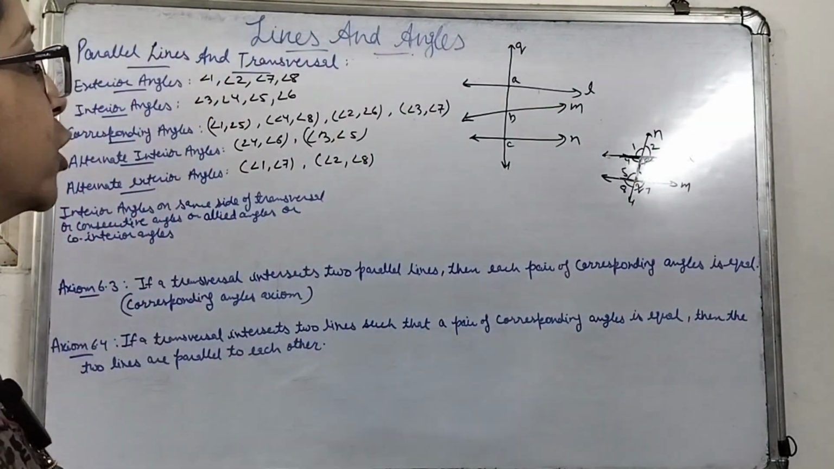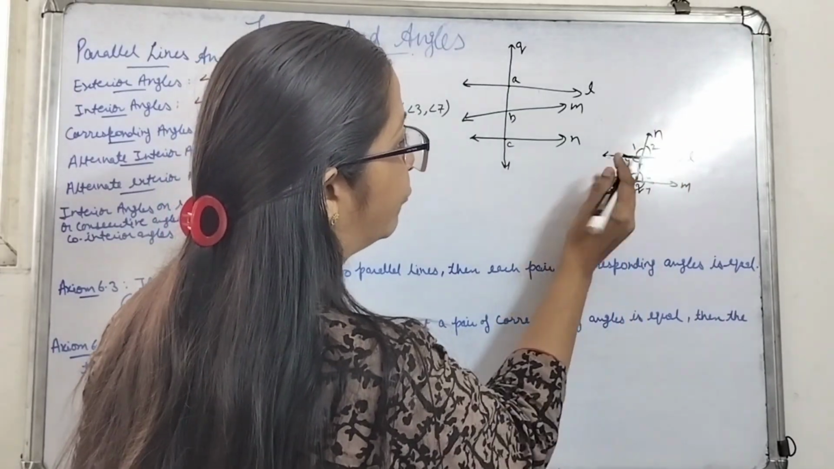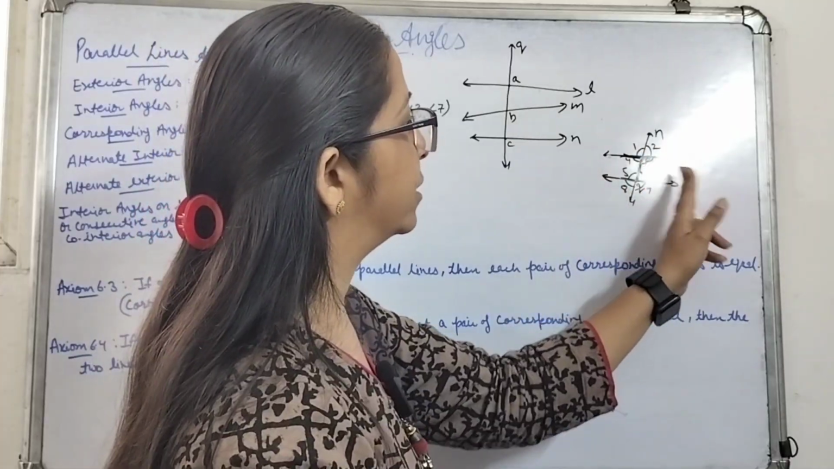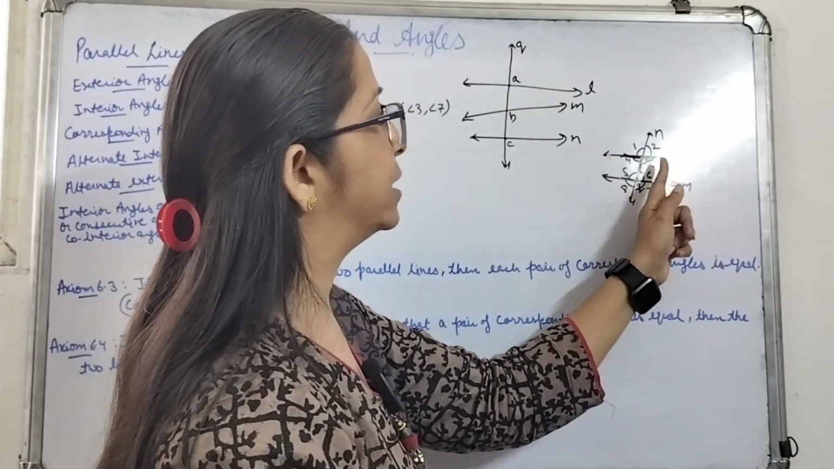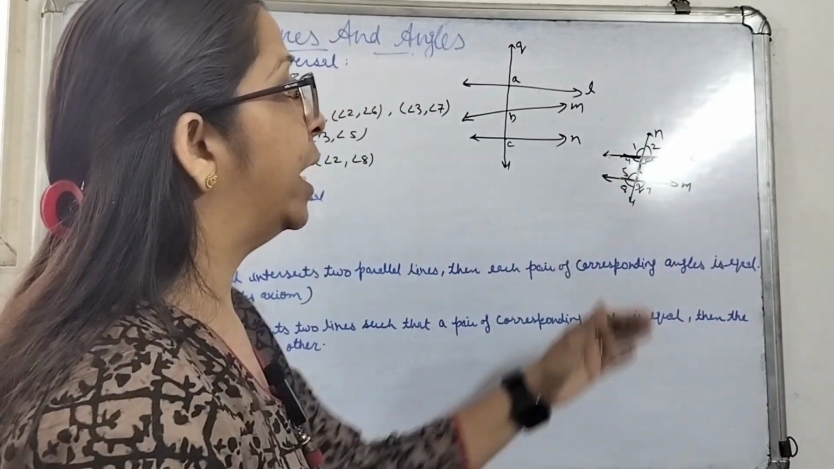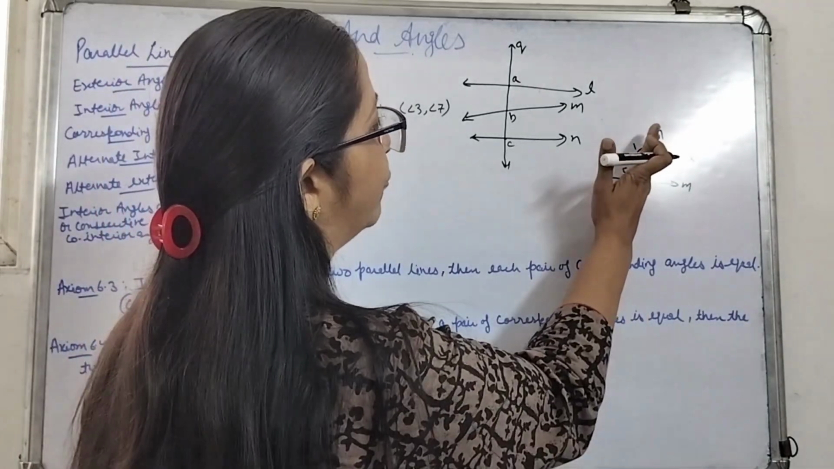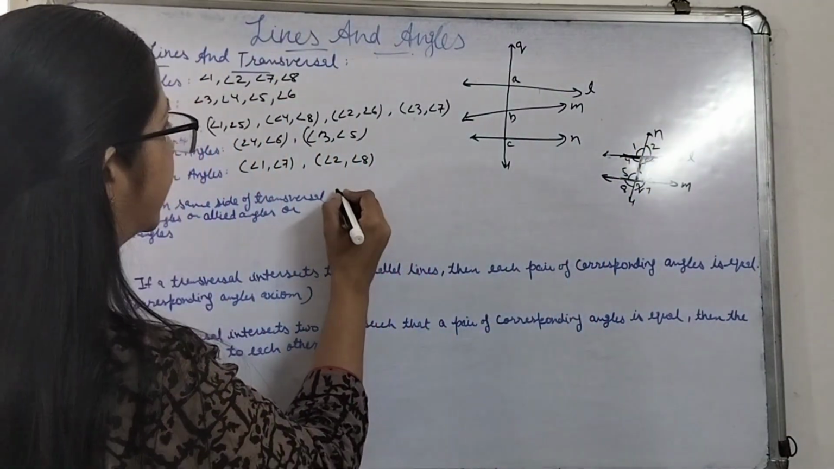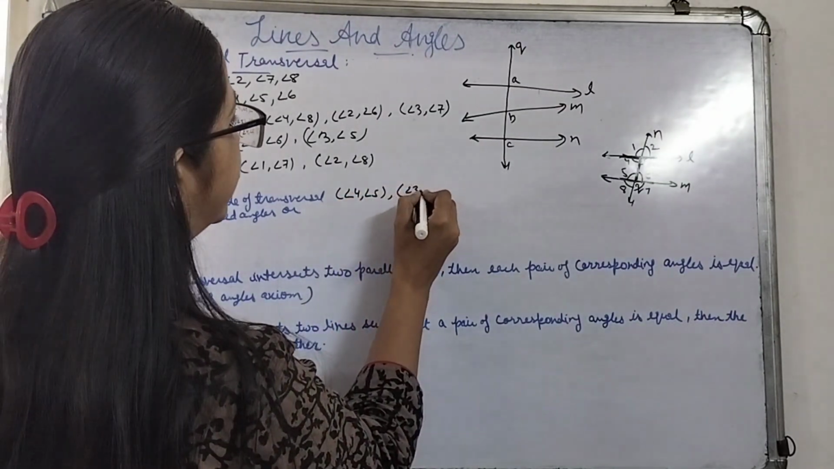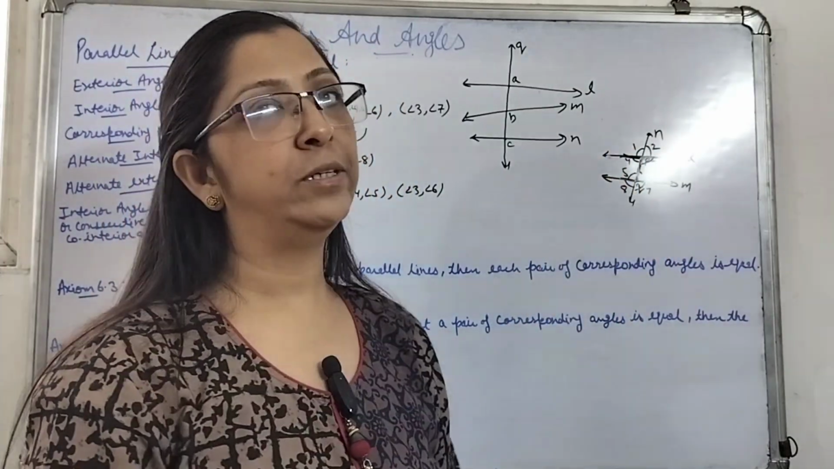Now comes the interior angles on the same side of the transversal. N is the transversal. Angle 4 and angle 5 are on the same side of the transversal. Similarly, angle 3 and angle 6 are interior angles on the same side of the transversal. Interior angles means 3, 4, 5, 6. So angle 4 and angle 5, and angle 3 and angle 6, will be the interior angles on the same side of the transversal.